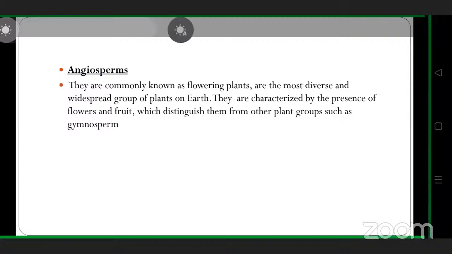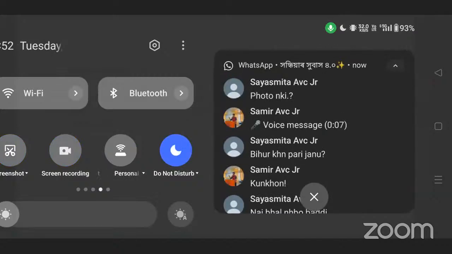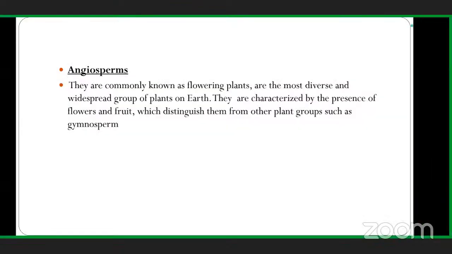So next is the angiosperms. This is the most important group in the plant kingdom. When we complete this, we will study almost all the botany part based on the angiosperms, like sexual reproduction, then cells, everything will be based on the angiosperms. So it is the most important class of the plant kingdom.